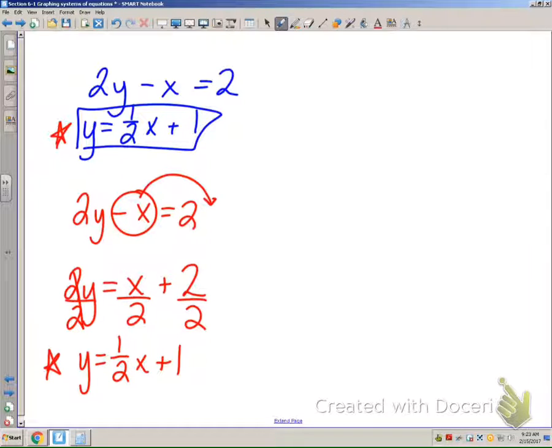So I don't even need to graph it to tell you that it is consistent. There's going to be a solution. But there's infinitely many solutions because they're the exact same line. So it is consistent and dependent because there's more than one solution.